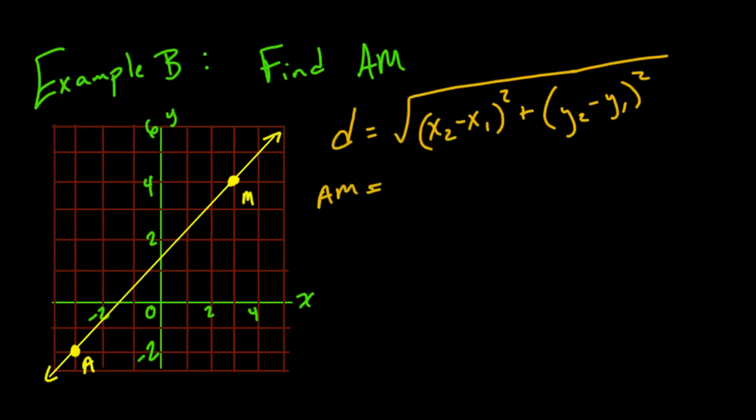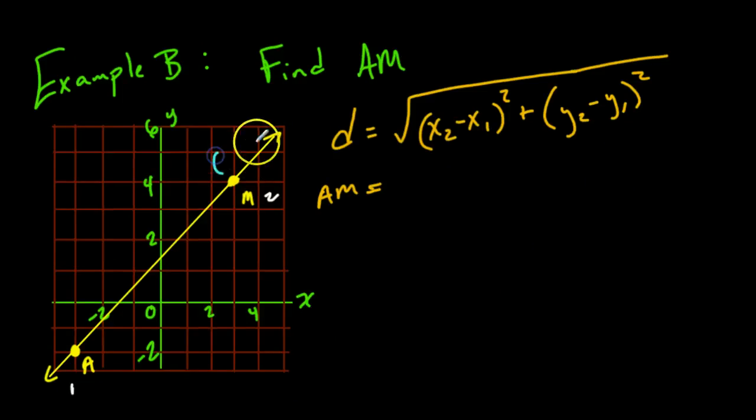So AM equals all that. Well, A, we'll call that our first point, and M our second point. Now a quick note, you guys, it doesn't matter which one we call our first point or our second point, we just have to stay consistent. So I could have switched those and it would have been perfectly fine as well.